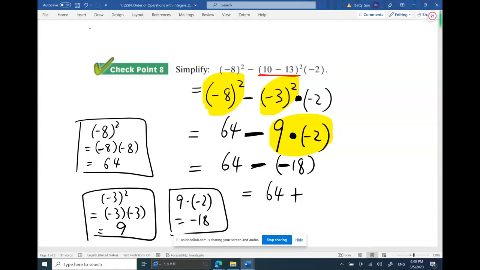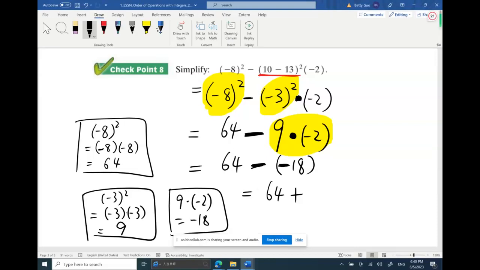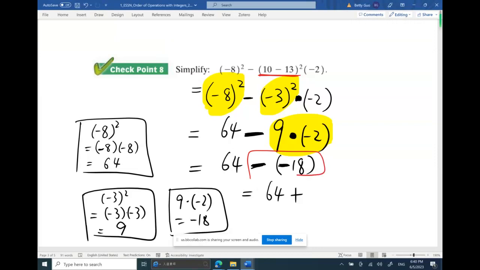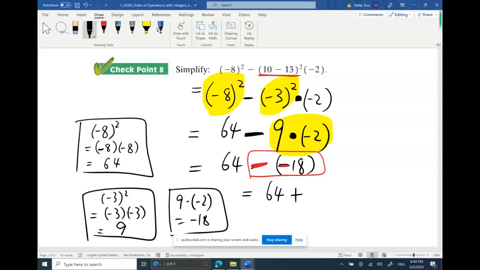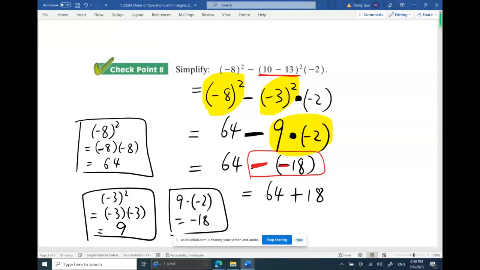Or you know what? Remember earlier I said negative sign is like an opposite, right? If we only look at this part, it is the opposite of negative 18. What's the opposite of negative 18? Positive 18, right? And what is 64 plus 18? 82. And that is the correct answer of this expression, the value of this expression. All right? Any questions?